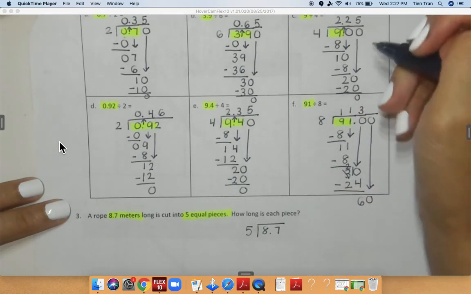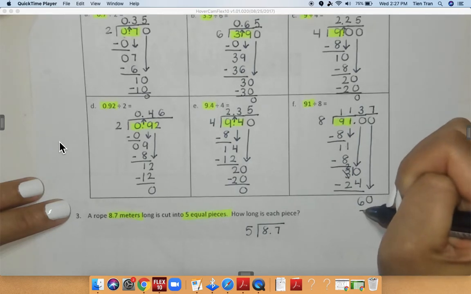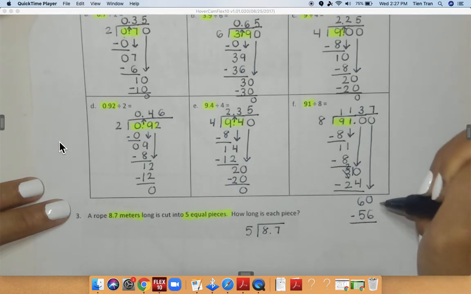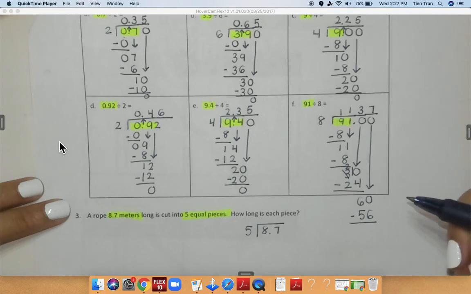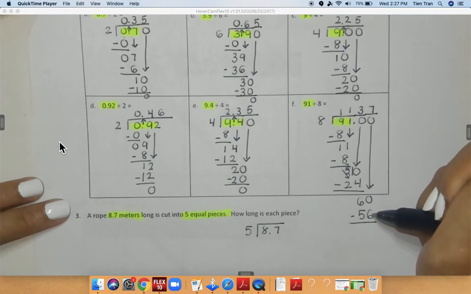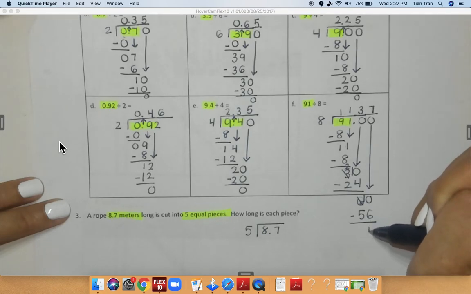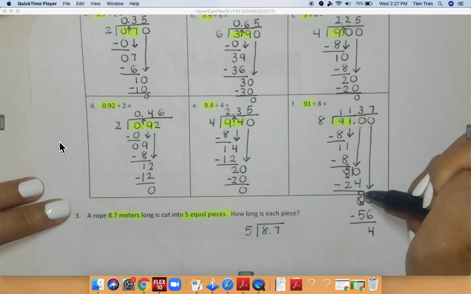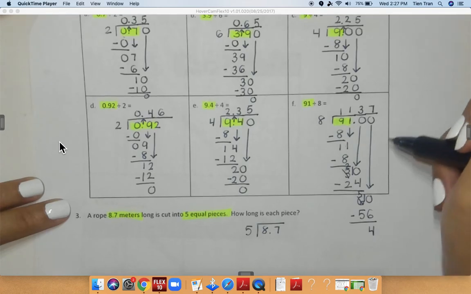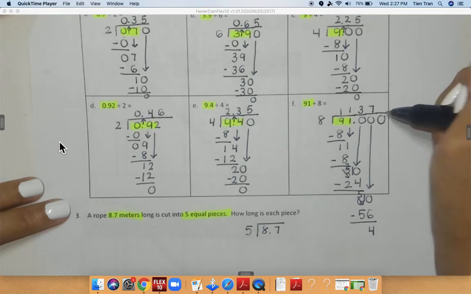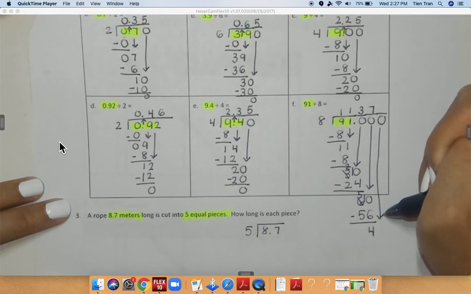8 can go into 60 7 times. 8 times 7 is equal to 56. I can't subtract 0 minus 6, so I'm going to borrow. 10 minus 6 is equal to 4. 6 changes to a 5. 5 minus 5 is 0. So now I'm going to add another 0 and bring down my 0.